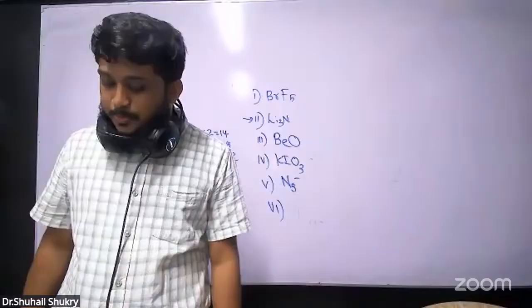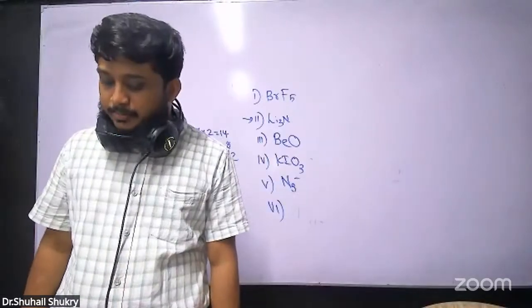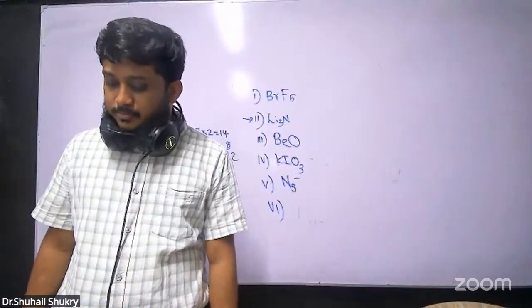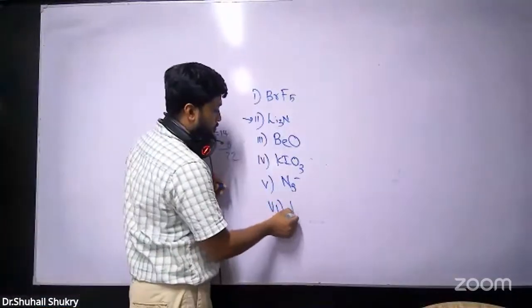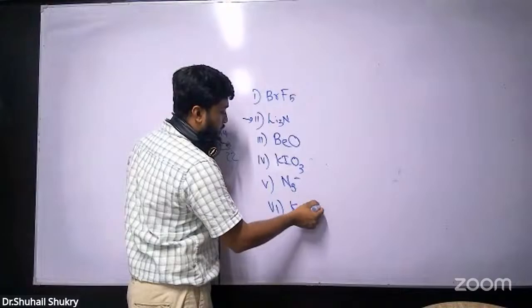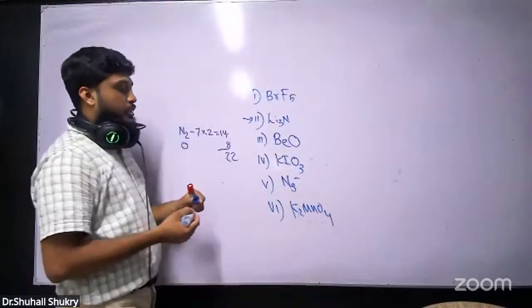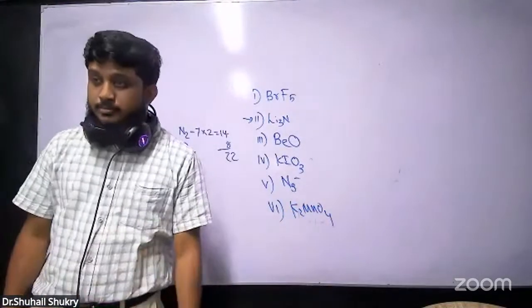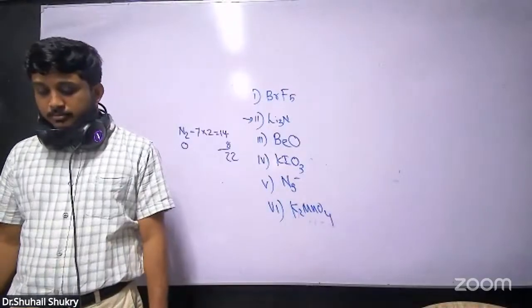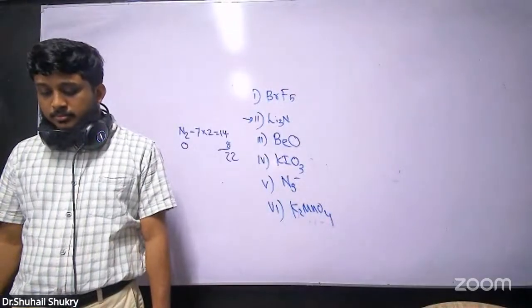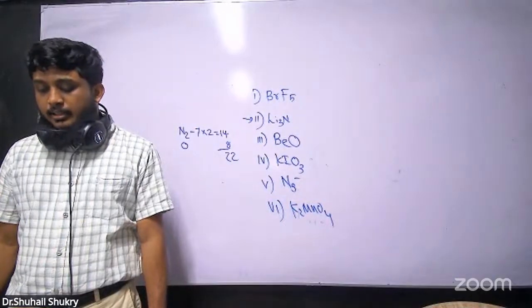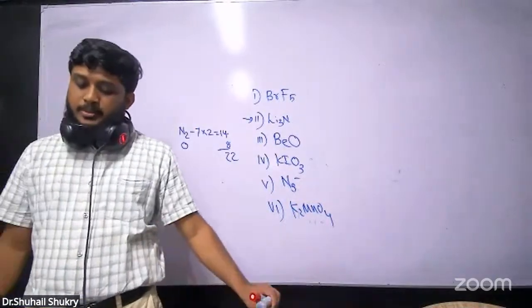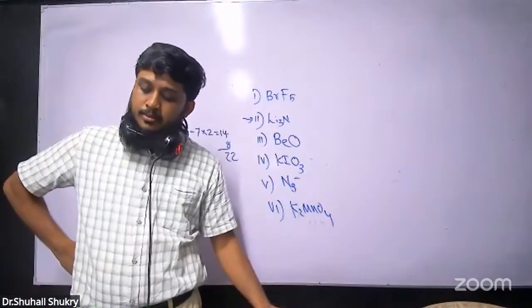Number 6. Which one can undergo disproportionation in acidic medium? K2MnO4. This is the species that can undergo a disproportionation reaction. We didn't write anything for sodium thiosulfate. Sodium thiosulfate also you can write as a primary standard.